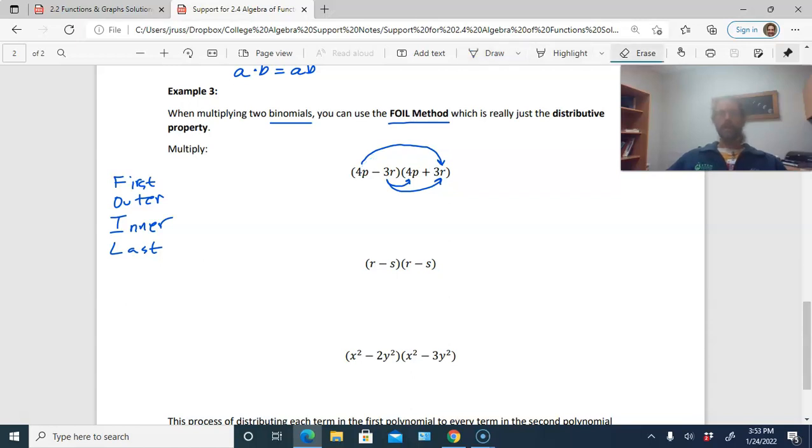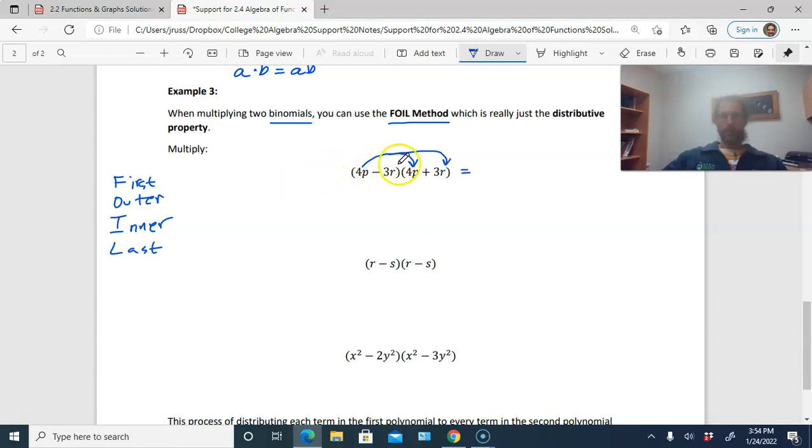The way I look at it is like this. Like I'm just using the distributive property. The only difference is, in this second set of parentheses I have two terms. So I'll be distributing to those two terms. But in the first set of parentheses I have two terms. So what I have to do is distribute the first term first and then move on to the second term. So this is what I mean. Multiply the 4p to both of those terms. So let's do that first.